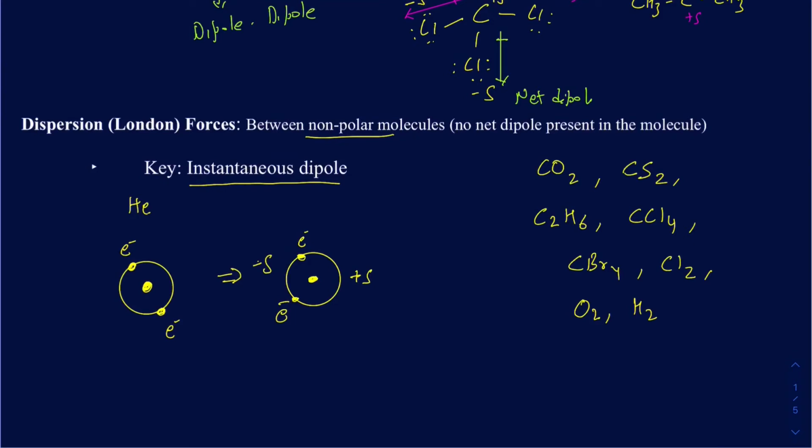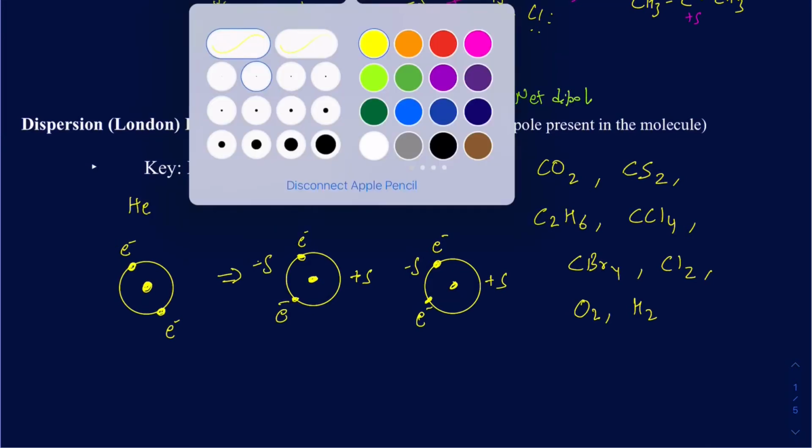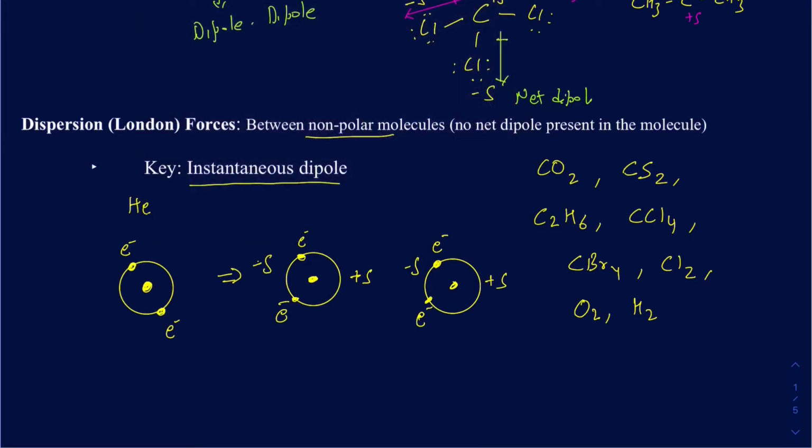Once you have an instantaneous dipole, it will help create an instantaneous dipole in another helium atom that's close by. It may create an instantaneous dipole just like this, where you have an electron here and an electron here. As a result, this will have a partial negative charge and this will have a partial positive charge. With the momentary creation of this dipole, and this partial positive and partial negative, you will see some interactions there, and those are going to be your dispersion forces.